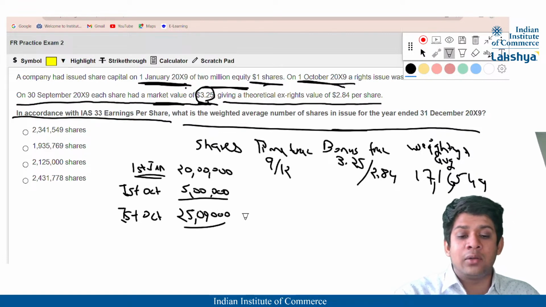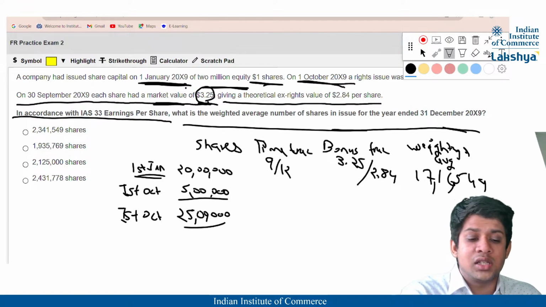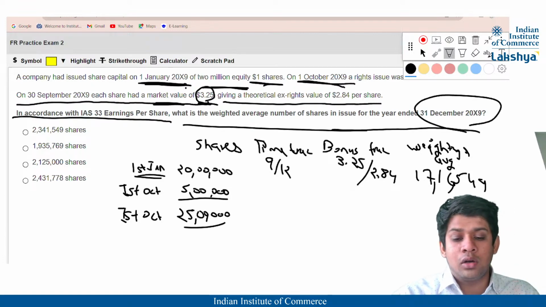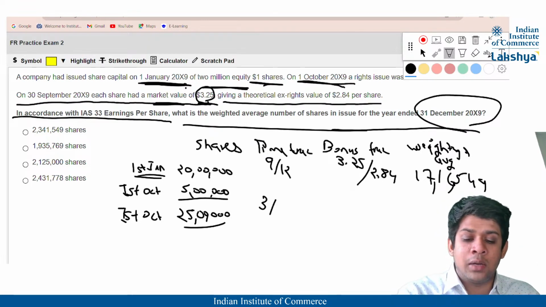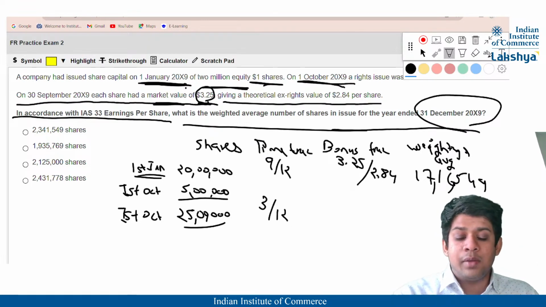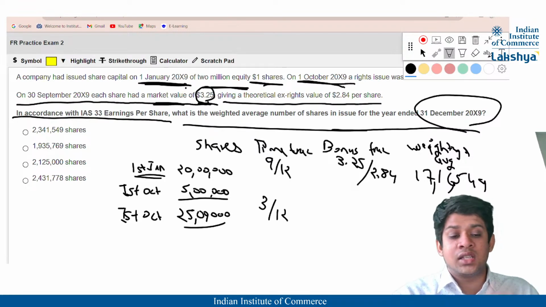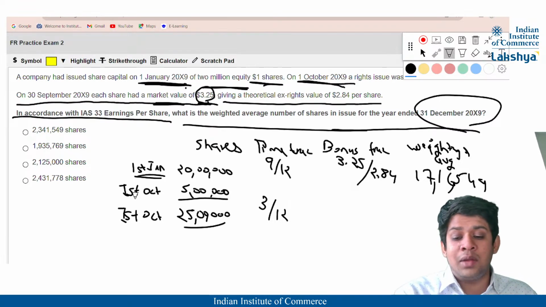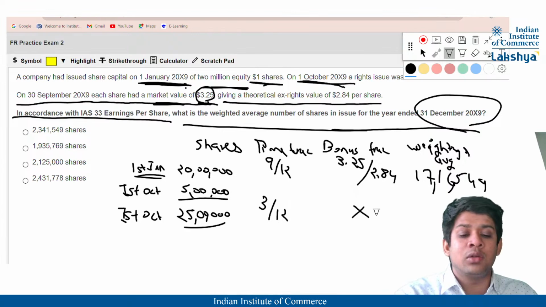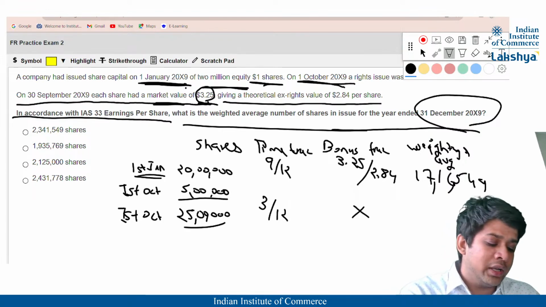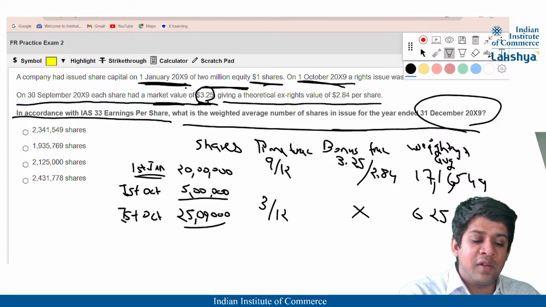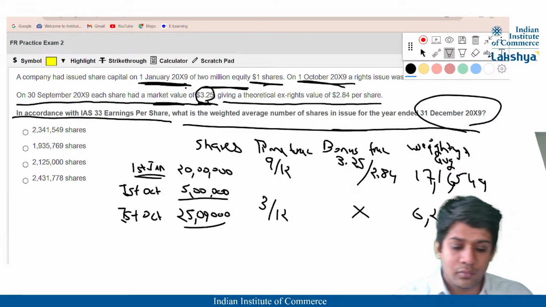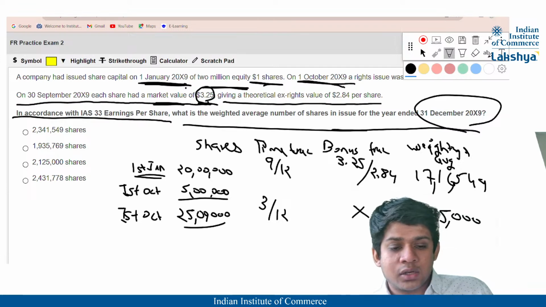Right? The time fraction that will apply from 1st October till the year end, that is 31st December, correct? So October, November and December, the time fraction that will apply is 3 divided by 12. Always remember the bonus fraction is only applied from the start of the year till the date the rights issues are made. The rights issues have already been made on 1st October, so now the bonus fraction will cease to apply. So this is the only calculation that you're supposed to do, 25 lakh into 3 divided by 12. That will give you 6,25,000.